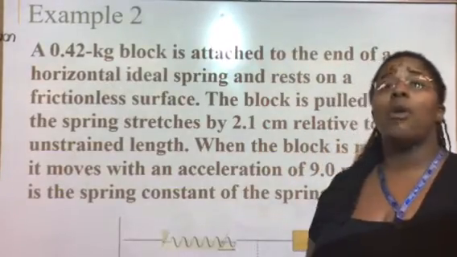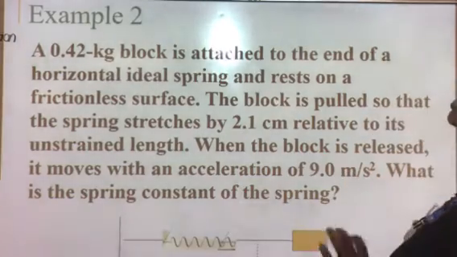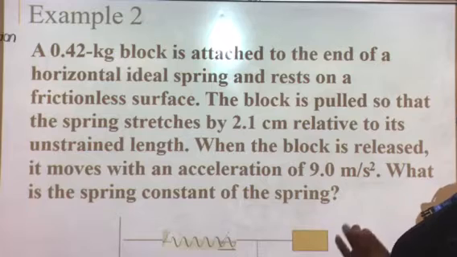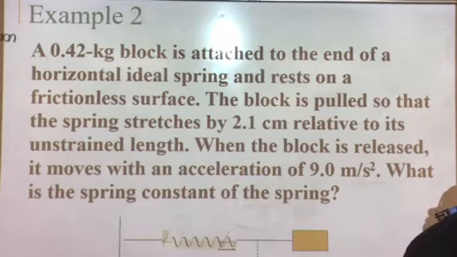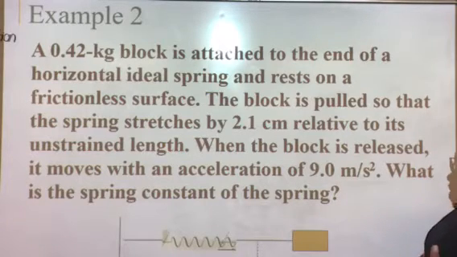Now, let's look at an equation and see what it looks like in equation form. We have a 0.42 kilogram block attached to the end of a horizontal ideal spring that rests on a frictionless surface. The block is pulled so that the spring stretches by 2.1 centimeters relative to its unstrained length. When the block is released, it moves with an acceleration of 9 meters per second squared. What is the spring constant of the spring?